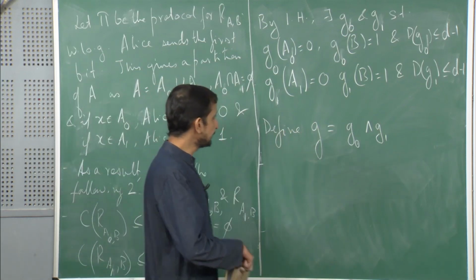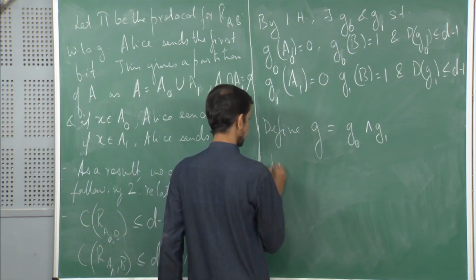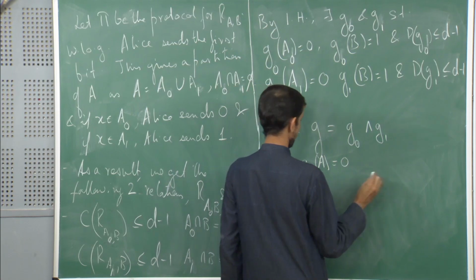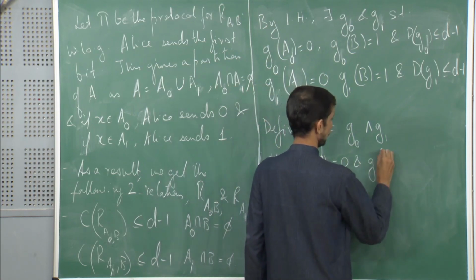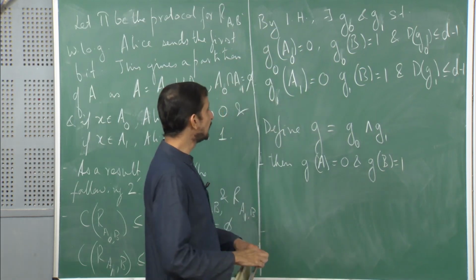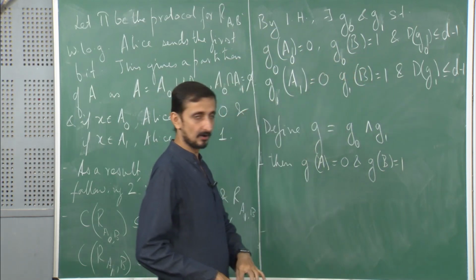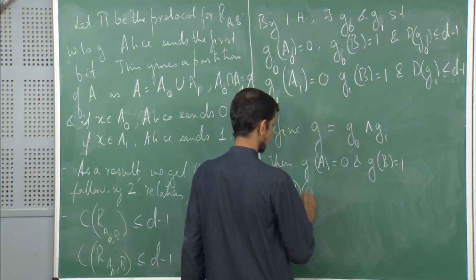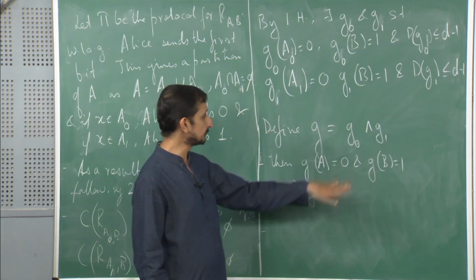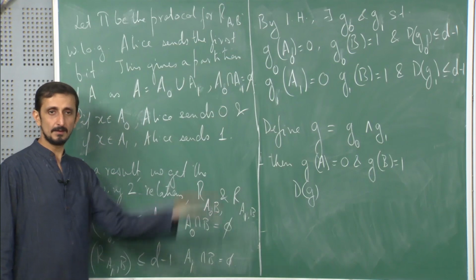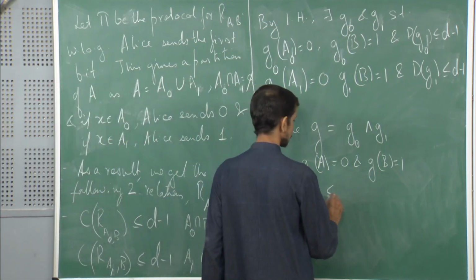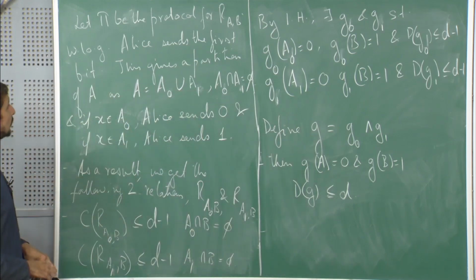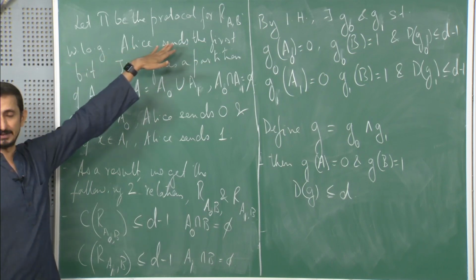And now what is the depth of G? So then what we have is G of A is equal to 0 and G of B is equal to 1, because already G0 of B and G1 of B were equal to 1, and the depth of this function G was whatever was the depth of G0 and G1, which was at most d minus 1, plus one more level. So it is at most d. Okay. Now this entire thing was when Alice had sent the first bit.